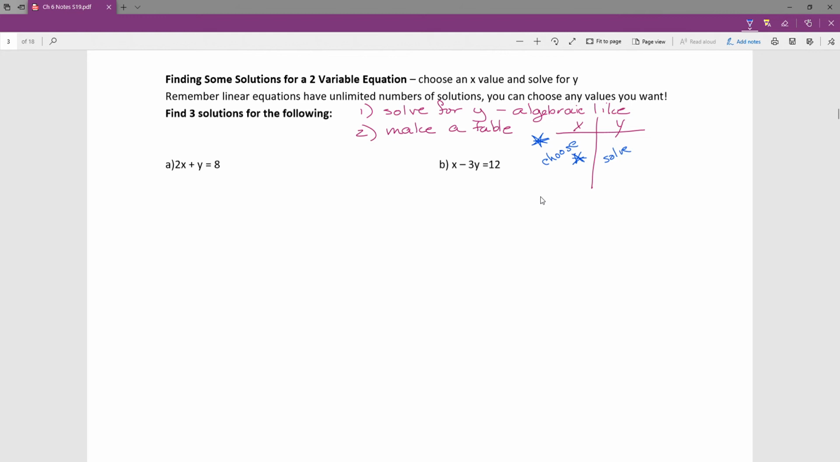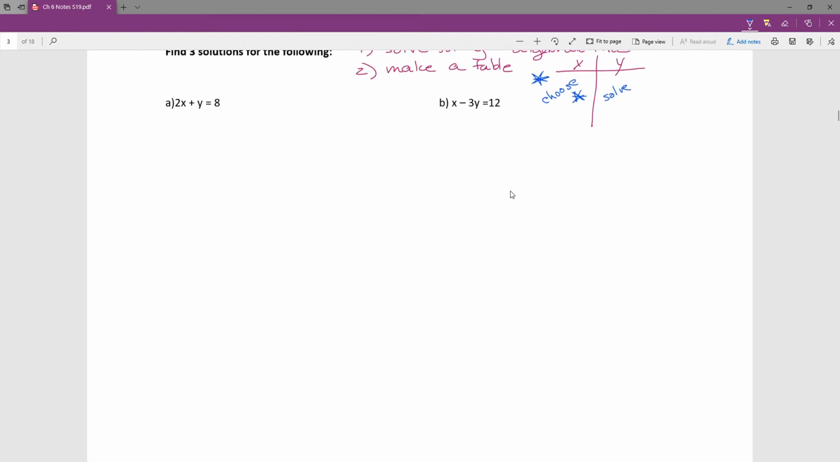So let's try it with A. The first thing we're going to do with A is solve the equation for y. And so when I take a look at A, I want to get y all by itself. So I'm going to start by getting rid of the x term. I'm going to subtract 2x from both sides. When I do that, I have that y equals.